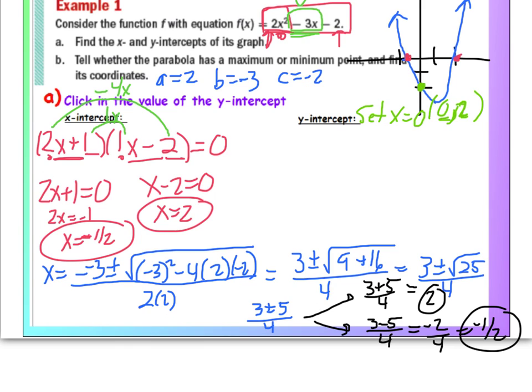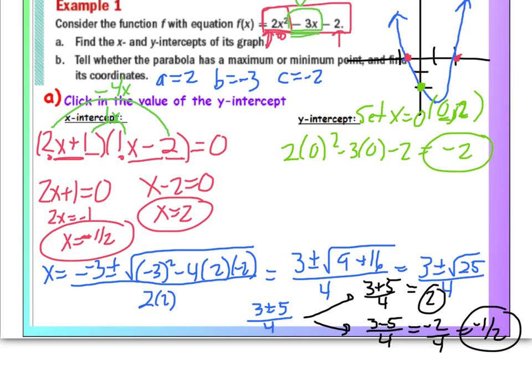Well, this one's nice and easy to find. I'm just going to do this. We're going to set x equal to 0, so we're going to put 2 times 0 squared minus 3 times 0 minus 2. This actually simplifies to -2, and we get the final answer.